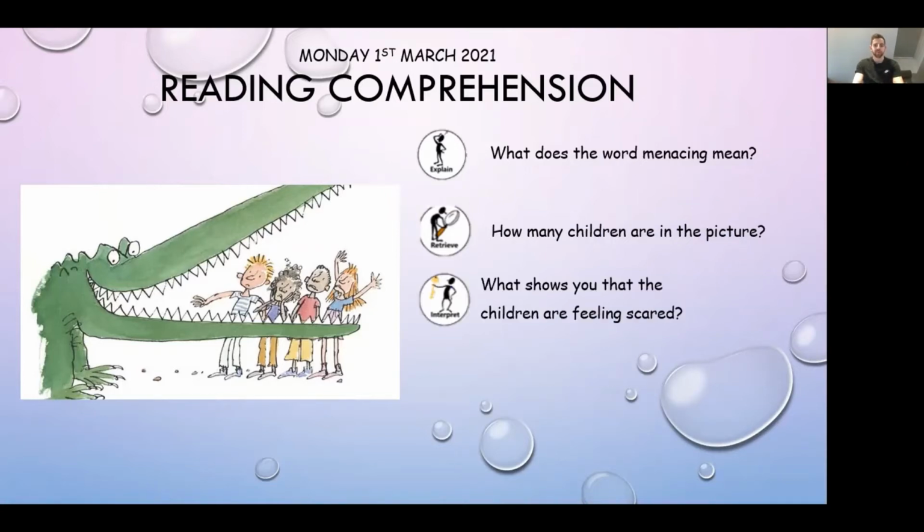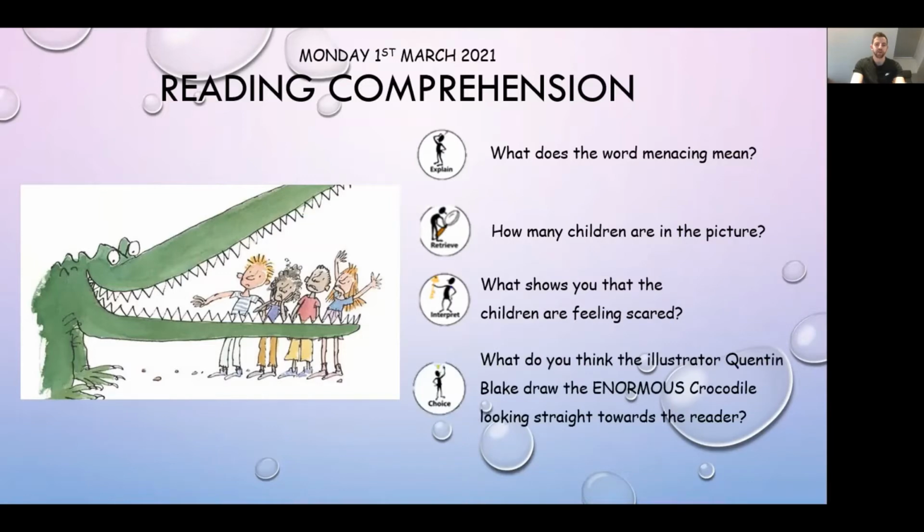And our third part is when we interpret or when we infer, use our inference skills. And that's when we look at clues in the text to read in between the lines to answer questions. Often you have to think a little bit harder for the answer. The answer isn't right there staring at you. You have to really think about the answer from the clues you get in the text. And that question is, what shows you that the children are feeling scared?